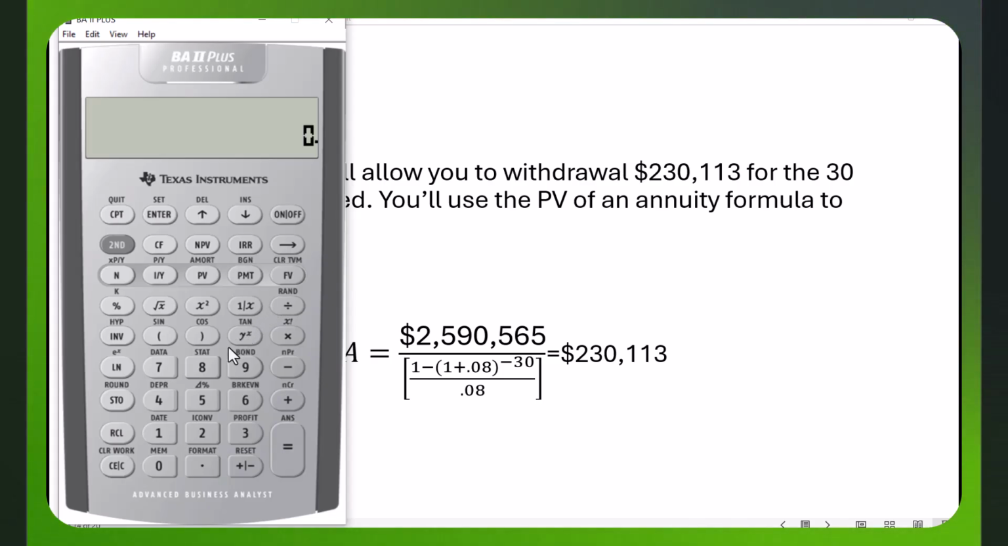Clear this. Okay, you're going to be retired for 30 years. That's N. The interest rate is 8%. And we know that you have $2,590,565 is the PV, and we're going to compute the PMT, and we get $230,113.